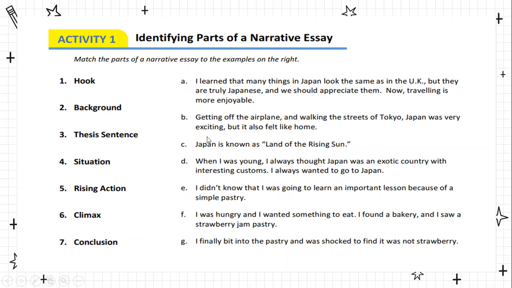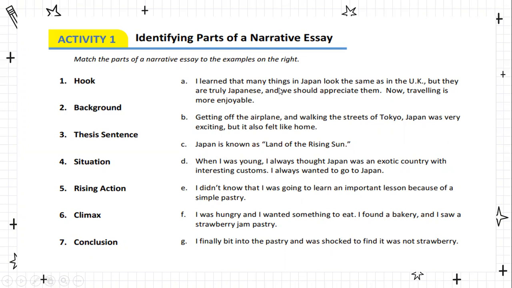So read them carefully, take your time and try to solve them on your own. So we can say here the hook is Japan is known as the land of the rising sun. Now, that's an interesting fact. That's the hook, the first sentence. Then I want some background information about the story. So let's see.